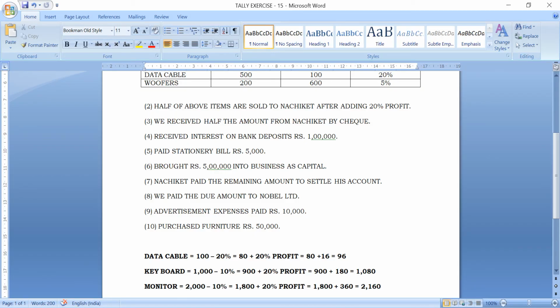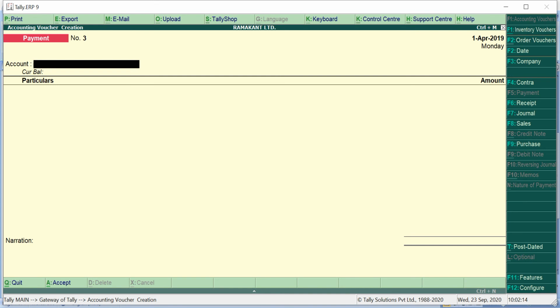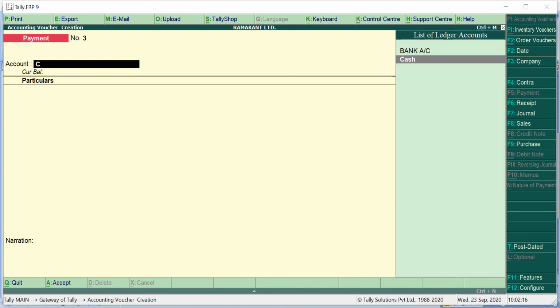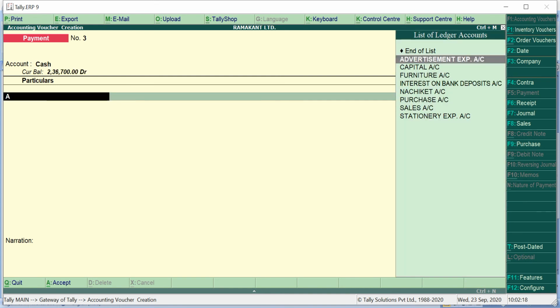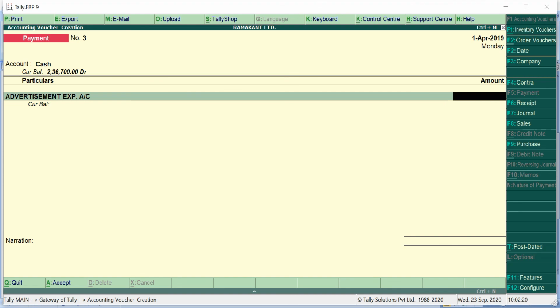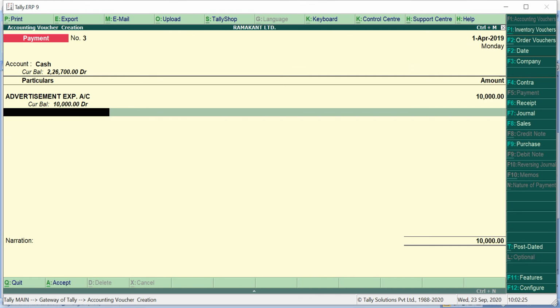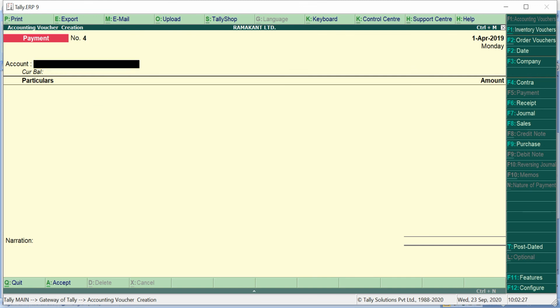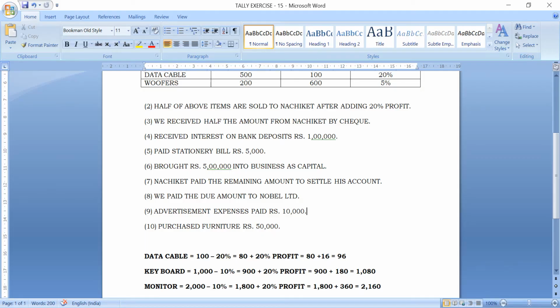Then number 9, advertisement expenses paid 10,000. Payment voucher માં જ આપણે એન્ટર કરી દઈએ. Advertisement expenses, I forgot the amount. See, 10,000. In payment voucher, we recorded 10,000.